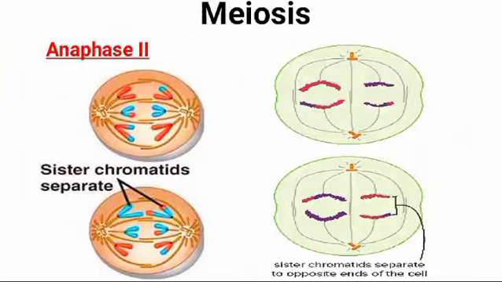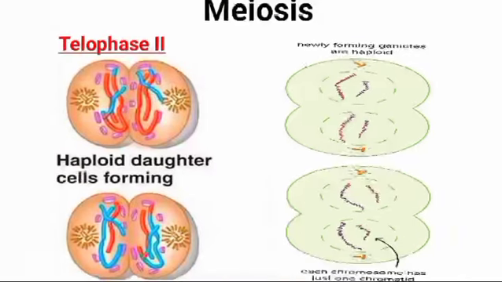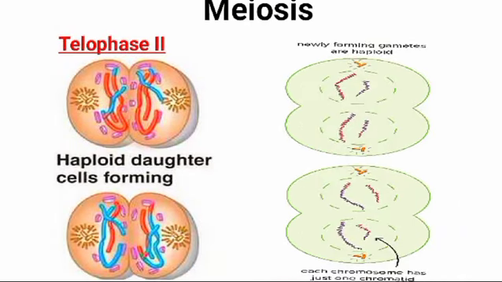Anaphase 2. Anaphase 2 is the same as anaphase in mitosis. Homologous chromosomes do not separate, but sister chromatids separate, and each chromosome is thus broken down into sister chromatids which move towards either of the poles. Telophase 2. Telophase 2 is the same as telophase in mitosis. In this, nuclei are formed and cytokinesis also occurs. Four haploid daughter cells are produced, and these cells are called gametes.